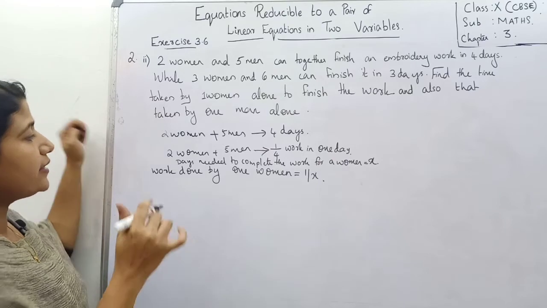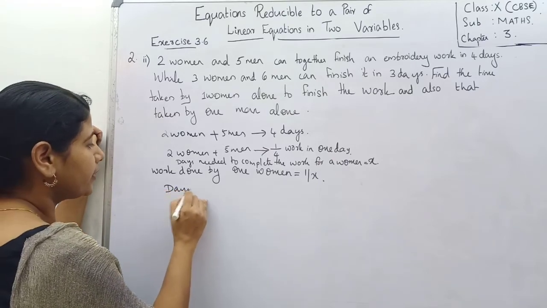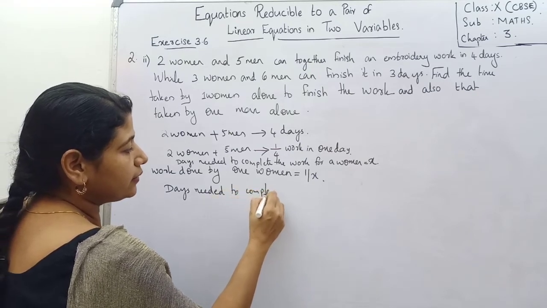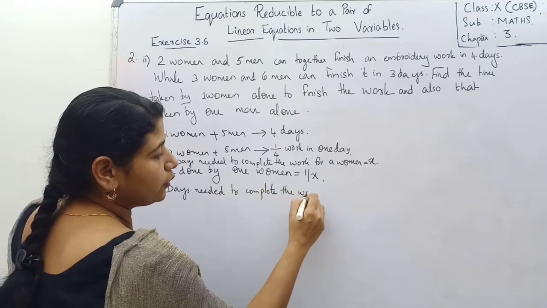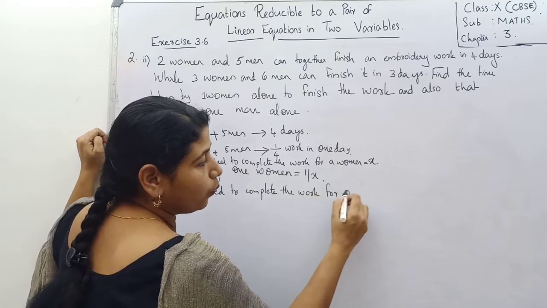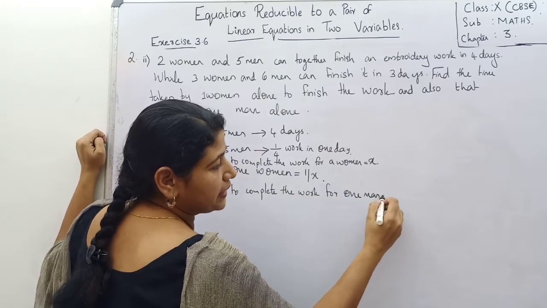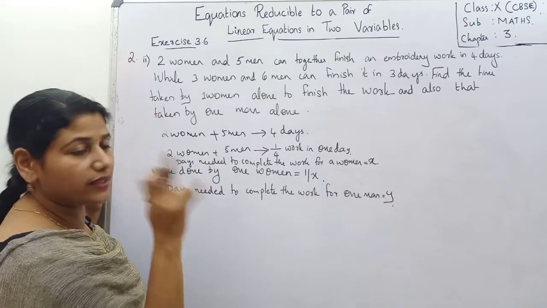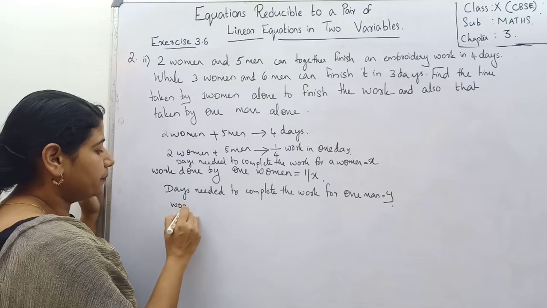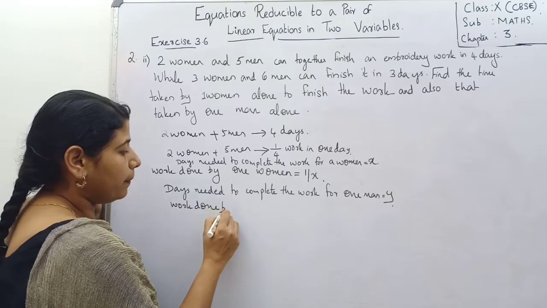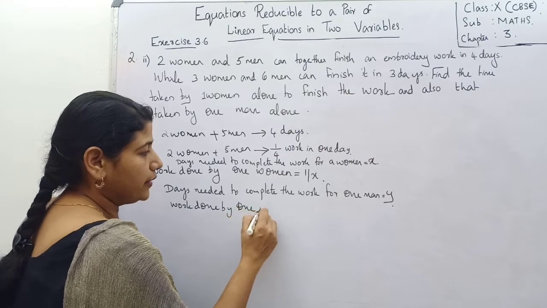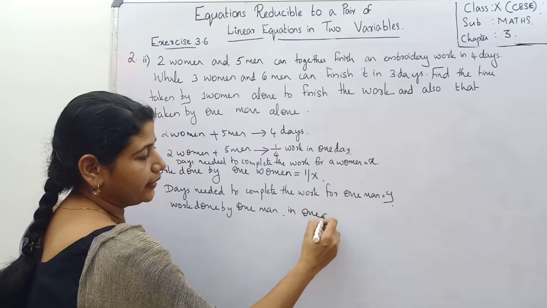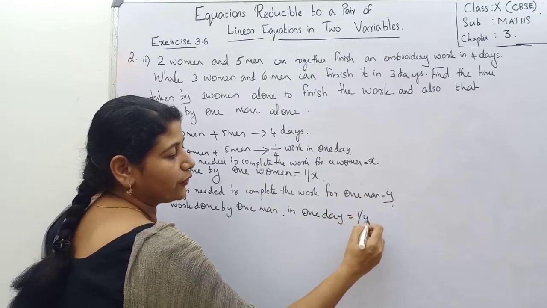Understood? And if the days needed to complete the work for 1 man is y days, then he must do 1 by y of that work in 1 day. Okay, the work done by 1 man in 1 day. Okay, in 1 day he will do 1 by y of that work.